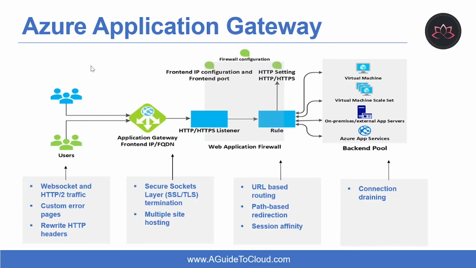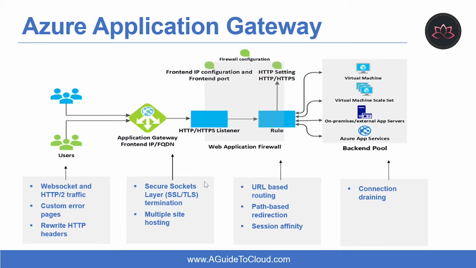Let's understand what Azure Application Gateway is. Azure Application Gateway is a web traffic load balancer that enables you to manage traffic to your web applications. Traditional load balancers operate at the transport layer and route traffic based on source IP address and port to a destination IP address and port. Azure Load Balancer works that way. Application Gateway can make routing decisions based on additional attributes of an HTTP request.